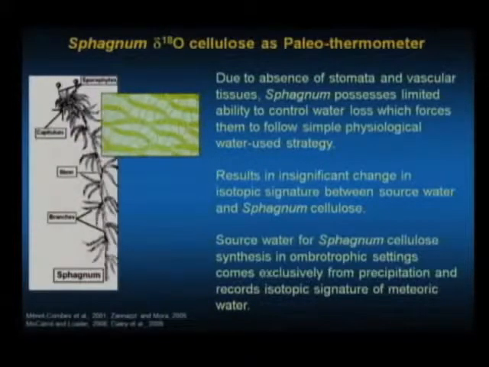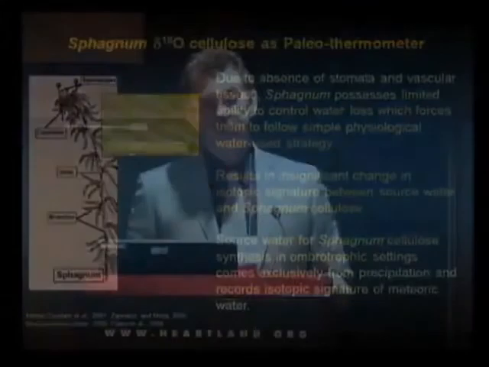These bryophytes are very simple sorts of organisms. They have only a very limited ability to control the water loss that's going on within their system, and so they have a very simple water use strategy. We can take advantage of that. What results is a very insignificant change between the signature of the source water and what's eventually getting deposited in the cellulose of the sphagnum.